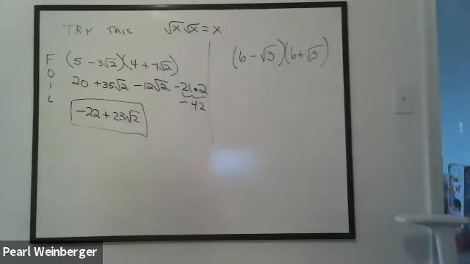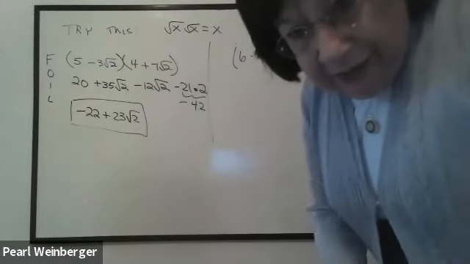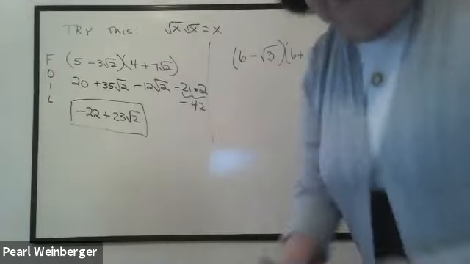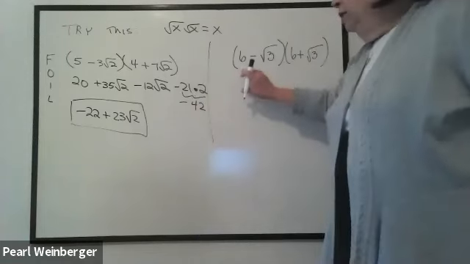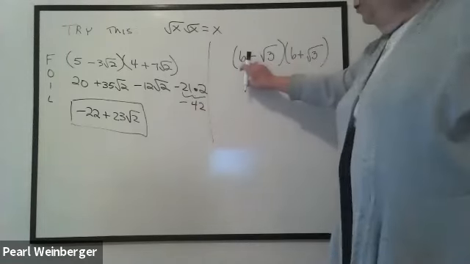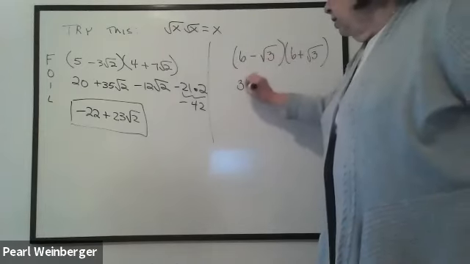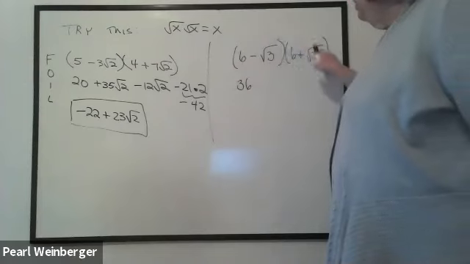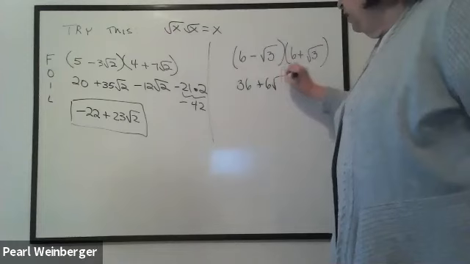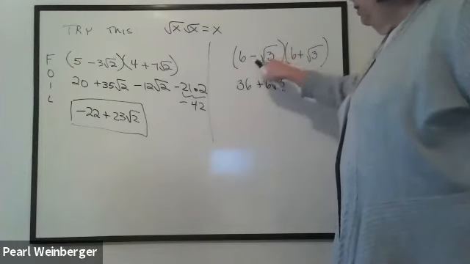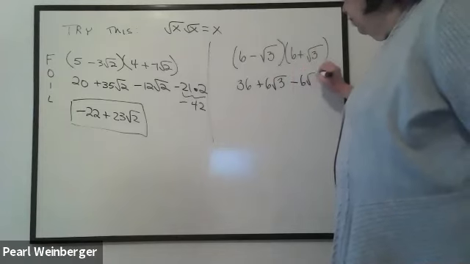Okay, let's see if we can do this one now. Let's see if that comes out to be the right answer. Again, we're going to do it using FOIL. First, 6 times 6 is 36. Outer is 6 times radical 3, which is plus 6 radical 3. Inner is negative radical 3 times 6, so that's a negative 6 radical 3.